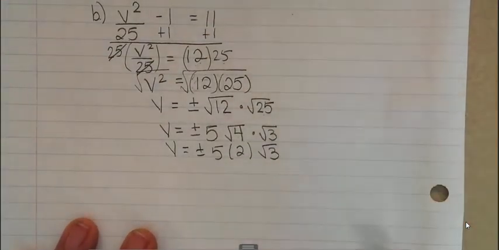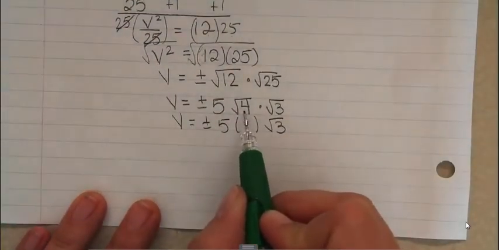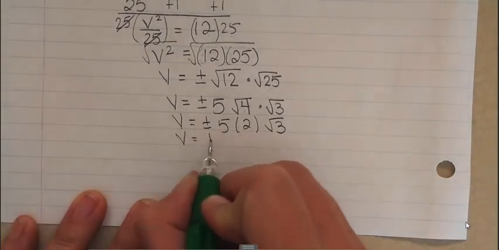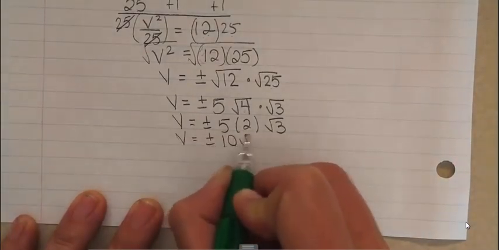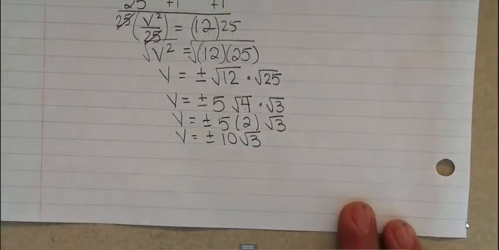So I'm probably doing more steps here than you would, right? So you might have said, oh, well, that is 2. Let me just make this 10. But I want to show where it comes from. So this is really 10 root 3, positive or negative 10 root 3. So you get either a positive one or a negative one.